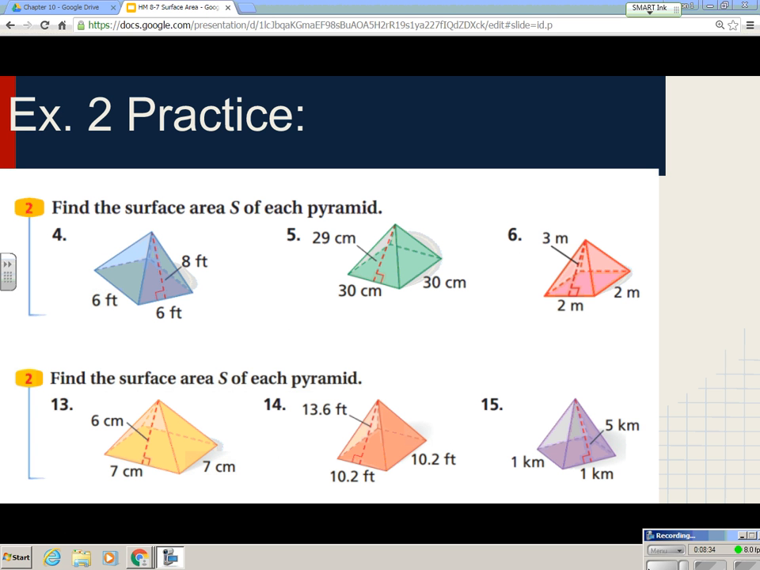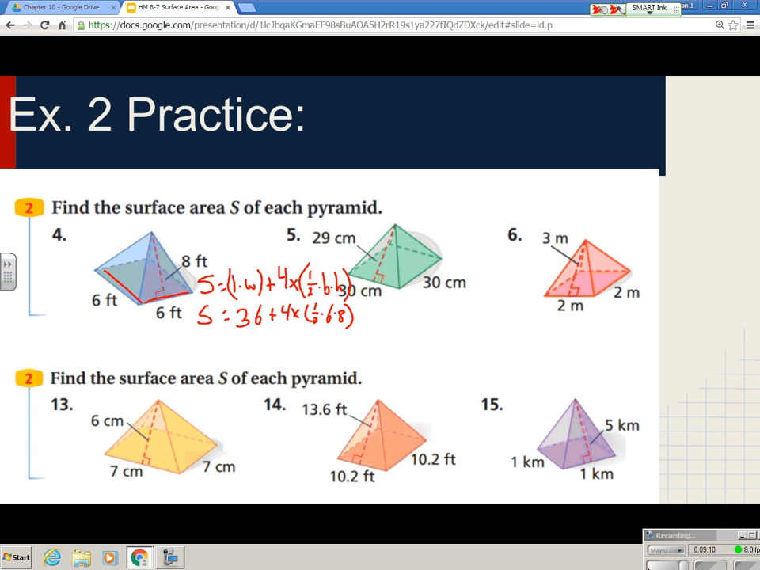And go ahead and find 4, 5, and 6 now on your own. Remember that the surface area for this is going to be length times width plus 4 times half times base times height for the 4 triangles. So if we were to plug and chug, for this one it's 6 by 6, so that's 36, plus 4 times 1/2. The base is 6 feet and the height is 8. 6 times 8 is going to give you 48. Half of 48 is 24.